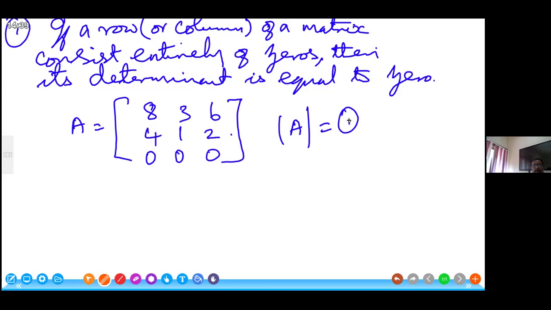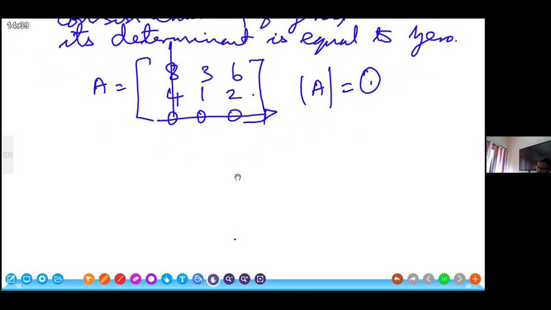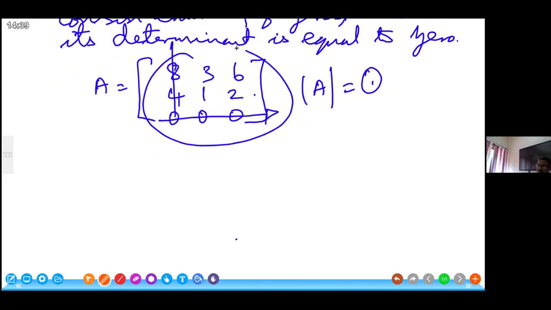Right? You will end up with an answer C. Either it could be a row or it could be a column entirely 0. Right? It doesn't matter whether it is a 3 into 3 matrix or 2 into 2 matrix. Any questions? You can try this as homework to get the determinant.